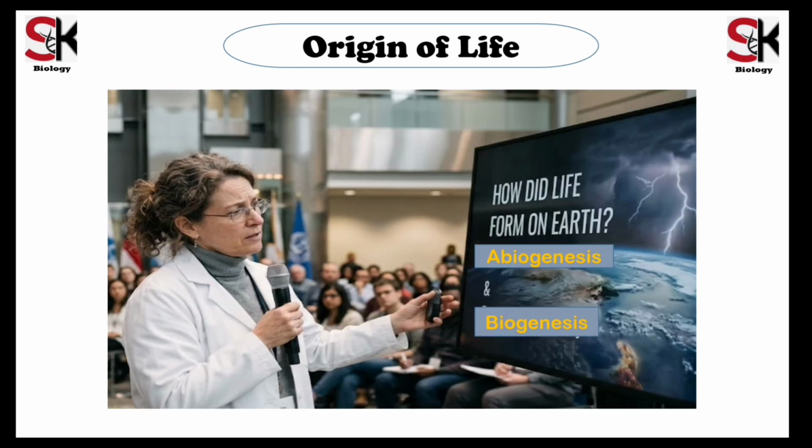Now, the question is, how did life form on Earth? To answer this question, two theories came into light: abiogenesis and biogenesis. We will discuss these two theories in detail.